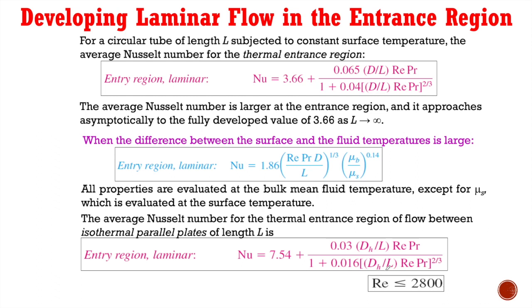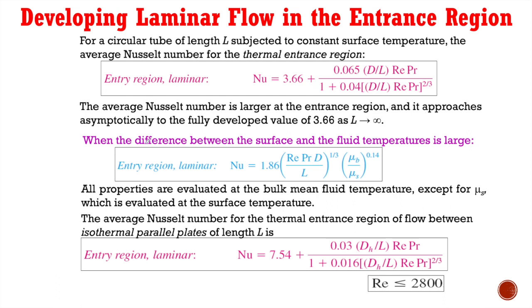So this current slide is for developing laminar flow. Okay, so the entry region is laminar, so you may use this kind of equation. The Nusselt number is 3.66 plus 0.065 times d over L times Reynolds number times Prandtl number, over 1 plus 0.04 times (d over L times Reynolds number times Prandtl number) to the power 2 over 3. So the average Nusselt number is larger at the entrance region.